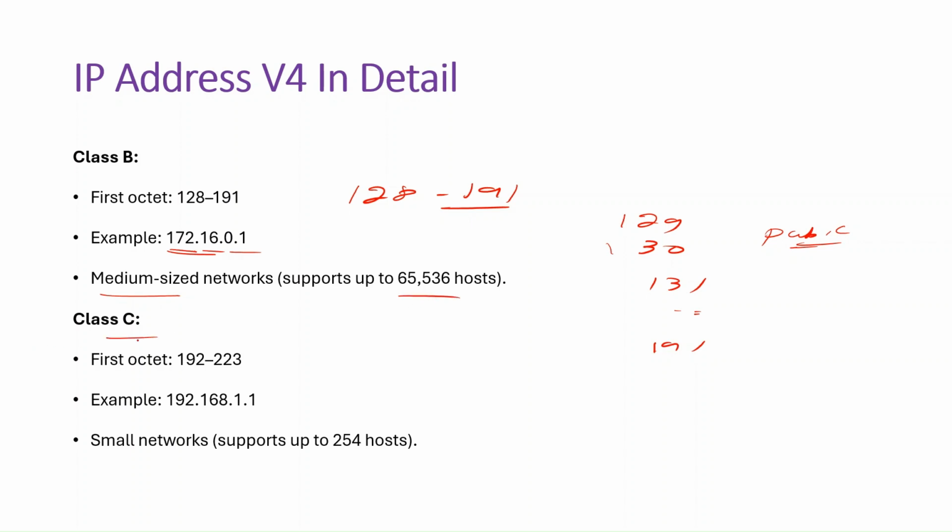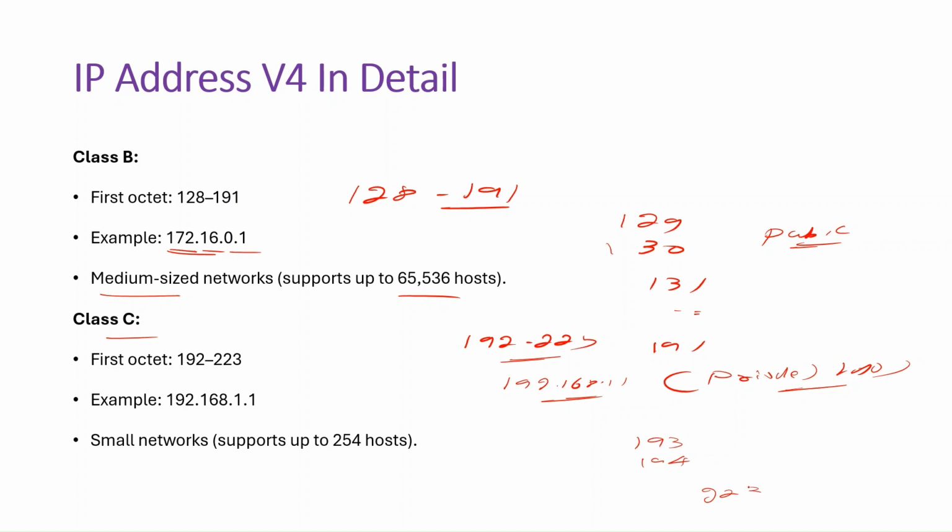When it comes to class C, it has a first octet of 192 to 223. In this, 192.168.1.1 is a private LAN range, which is used for private local area network routing. Apart from this, 193, 194 until 223 is a public routing IP address.